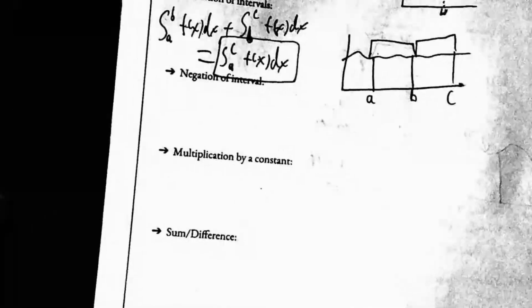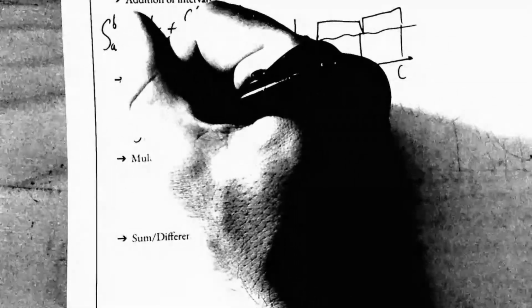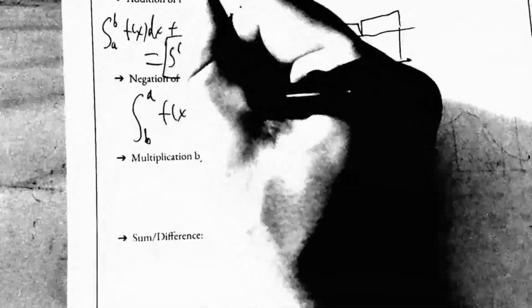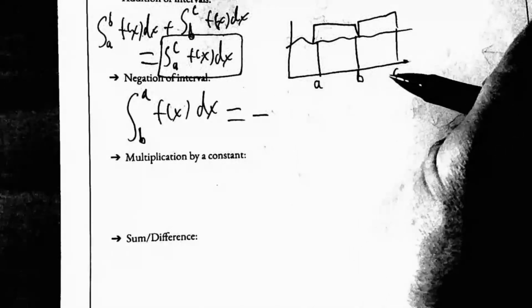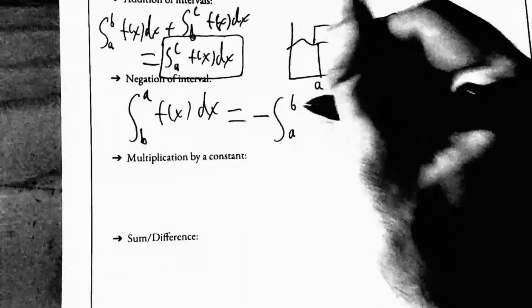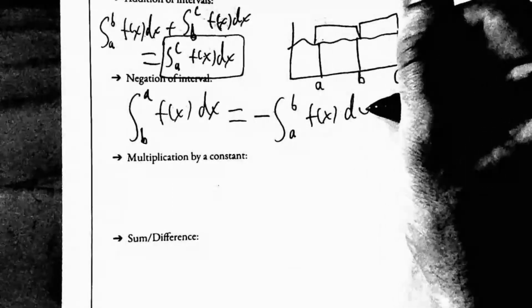Negation. So negation of integrals says that if we are instead going from b to a of f of x dx, then I can switch these two values as long as I make the result negative. What this is saying is that we're going from b to a. We're going in reverse. You're integrating in reverse. So since you're doing it in the opposite direction, the value is negative. So that's equal to the negative of the integral of a to b f of x dx.